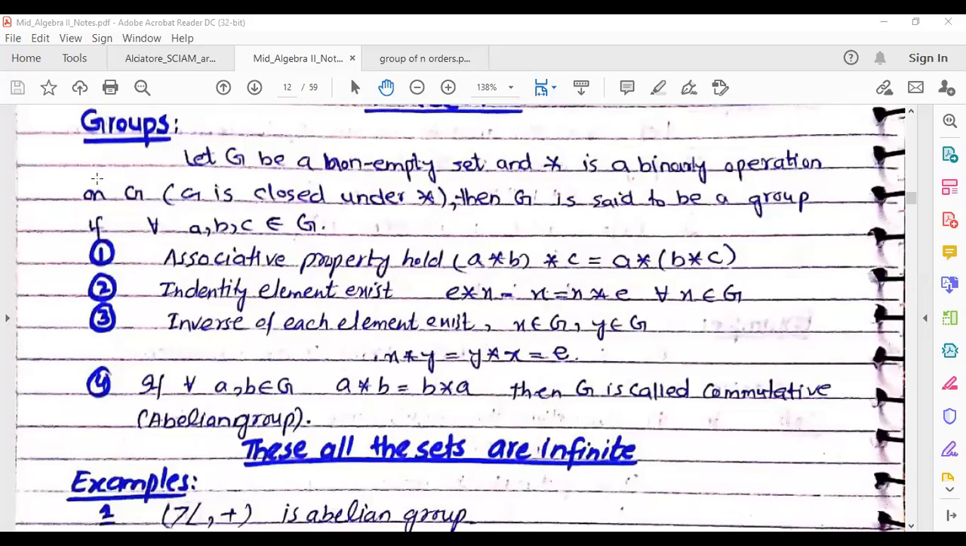After reading the definition of relations and functions and one-one and onto functions, now finally we read the definition of a group, because this lecture series is a group theory lecture series. So what is a group? Let G be a non-empty set and star is a binary operation on G. Then G is closed under star. What is star? Star is a binary operation.